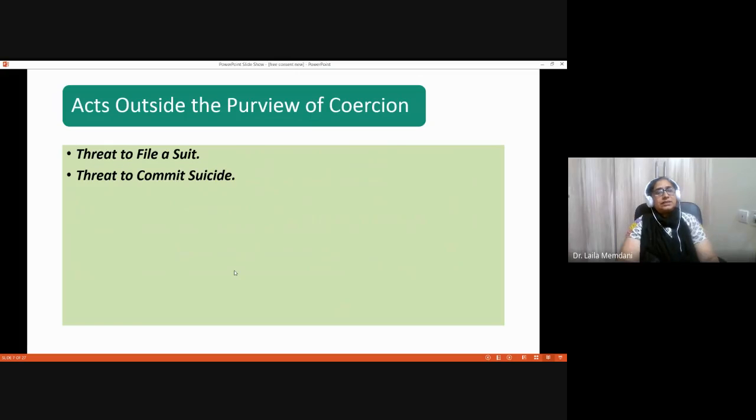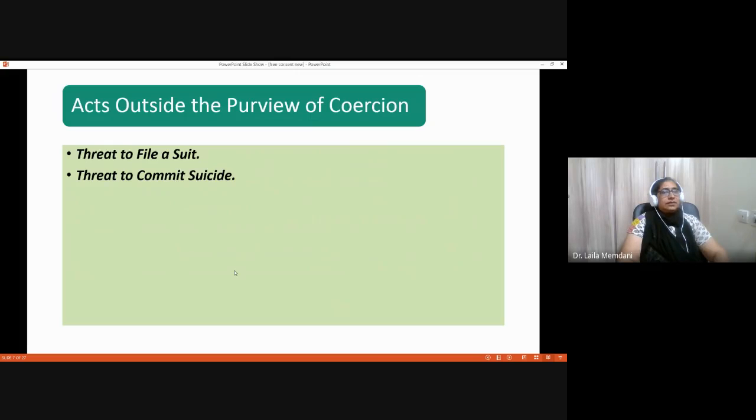Now the question arises: does a threat to file a suit against anybody constitute coercion? The law says that a threat to file a suit is not a coercion. Like, you have given money to somebody and the other person is not returning it to you. You may threaten him that you will file a suit. This is not coercion, of course, it is your right. But a threat to file a suit on false charges is coercion.